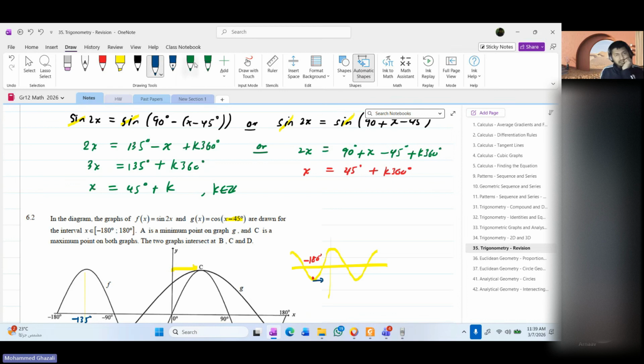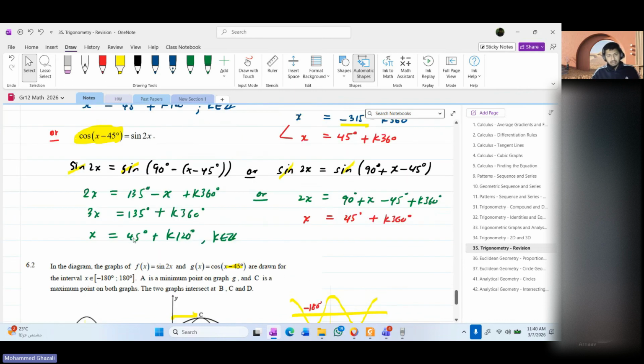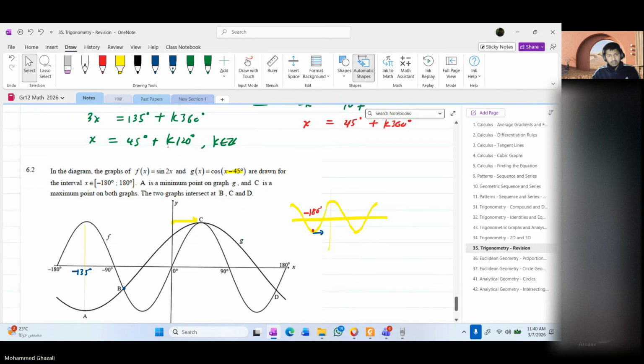Go back. This is K120. 360 divided by X, K120. So we end up with the identical answer here. All right, anyways, we want to find the coordinates of B. So obviously, you're not going to substitute here. You will substitute over here. If the value of K is 0, we will get negative 45, but negative 45 is here. No, sorry. If the value of K is 0, you're not going to get negative 45. You will get 45 degrees. If the value of K is negative 1, it might work.